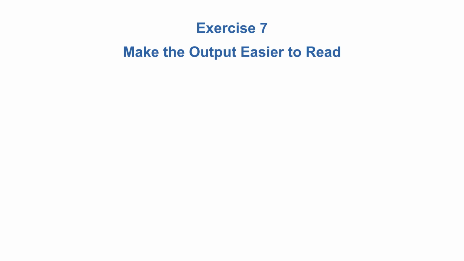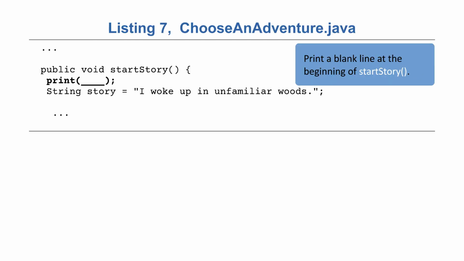Next, let's make the output just a little easier to read. Exercise 7. Make the output easier to read. Print a blank line at the beginning of StartStory. Run it. What happened? If you entered anything other than A, B, or C, it should have printed the story again, but there should now be a blank line between the first and second times the story printed.